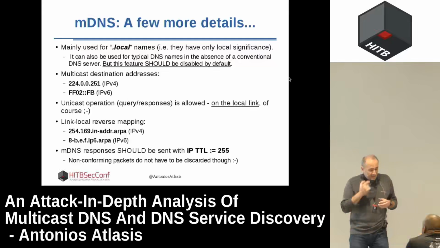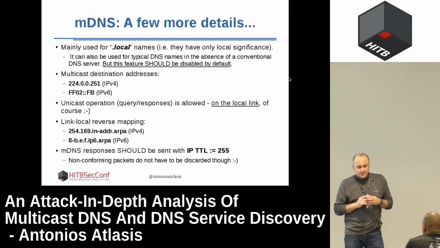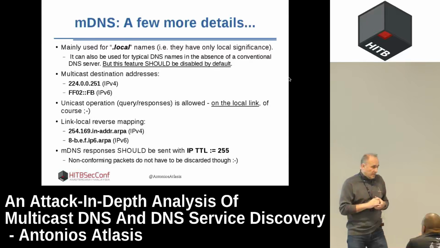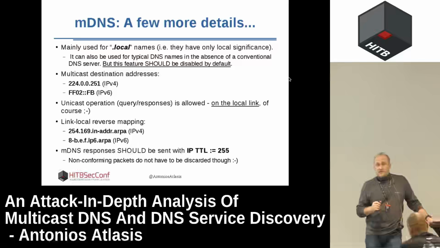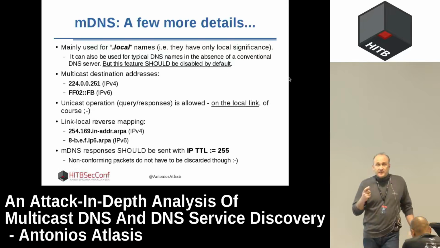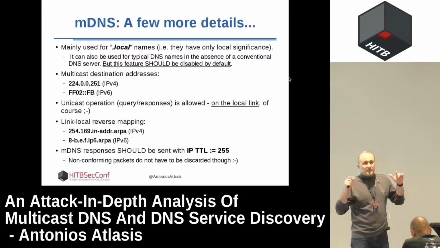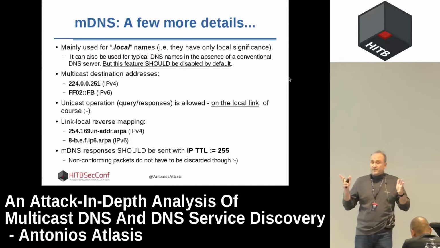Finally, another key issue here is that, given that multicast DNS is a protocol designed for the local network, there is a kind of measure which is taken. This is also the case for every kind of protocol which has only local significance. And this measure is that the TTL value should be set to 255.